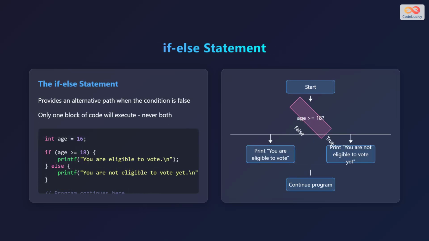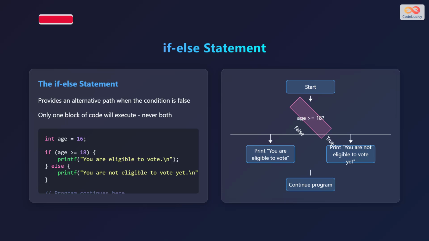Now let's move on to the if-else statement. The if-else statement provides an alternative path for execution when the condition in the if statement is false. Only one block of code will ever be executed, either the if block or the else block, but never both.